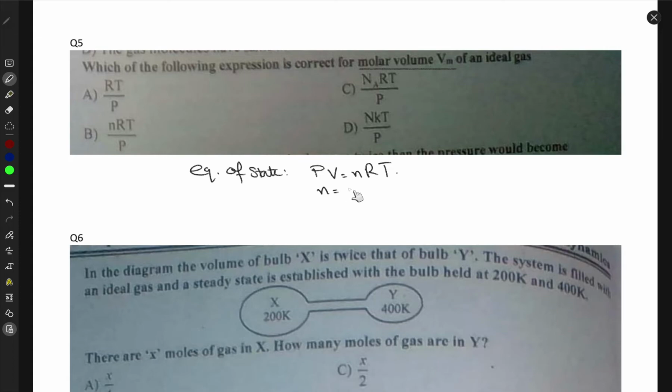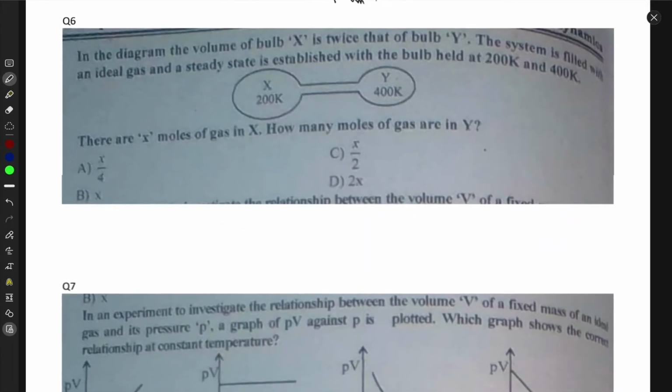So if n is equal to 1 mole, then I have P Vm, which is the molar volume, equals RT. Now it's just a matter of rearranging this expression for Vm, and this becomes RT over P, which means that the molar volume is given as RT over P, and that's the correct option A. All right, so with that, let's go to the 6th question.